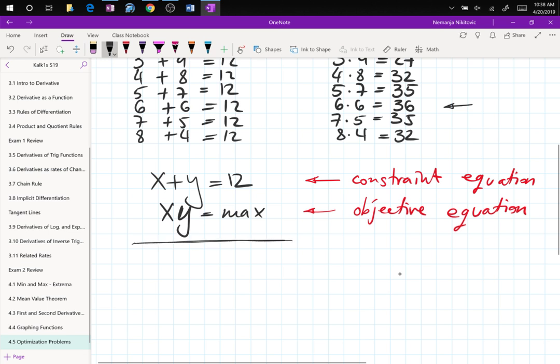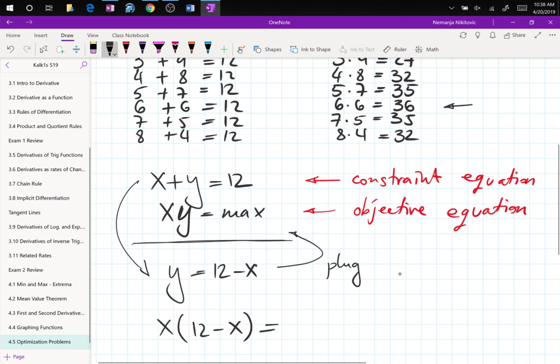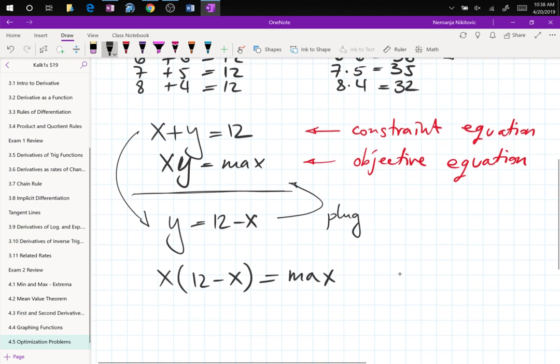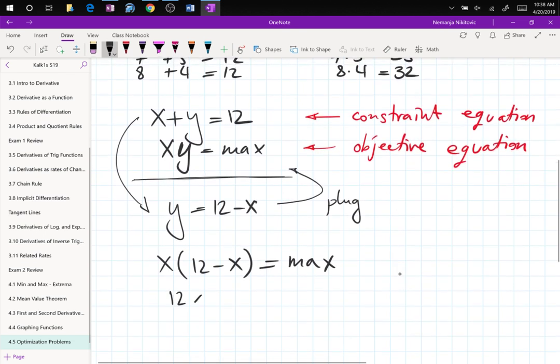So this is what we do. You take the constraint equation and you solve it for one of the variables. So y is equal to 12 minus x, and you plug it into the objective equation. So now it's x times (12 minus x) equals a max. That's 12x minus x squared equals a max.